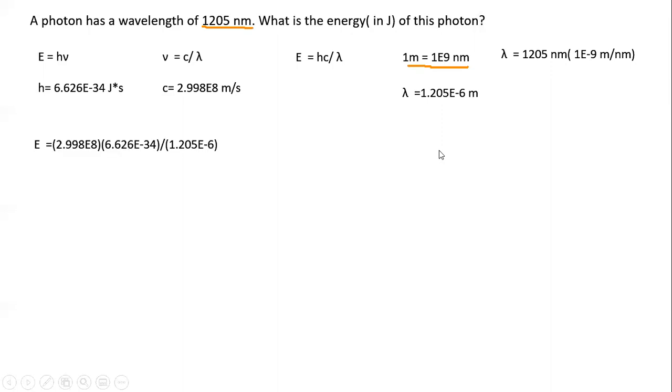So now we have lambda in meters. We can set it up, and make sure you use parentheses. What I would recommend doing first is 2.998 times 10 to the 8 times 6.626 times 10 to the negative 34. Get your answer, then divide it by parentheses 1.205 e to the negative 6, close parentheses. Because if you don't use parentheses, you're going to get some kind of wild answer as a result. And so when you do this, you get that the energy is about 1.6 times 10 to the negative 19 joules. Now again, this is the energy of 1 photon with a wavelength of 1205 nanometers.